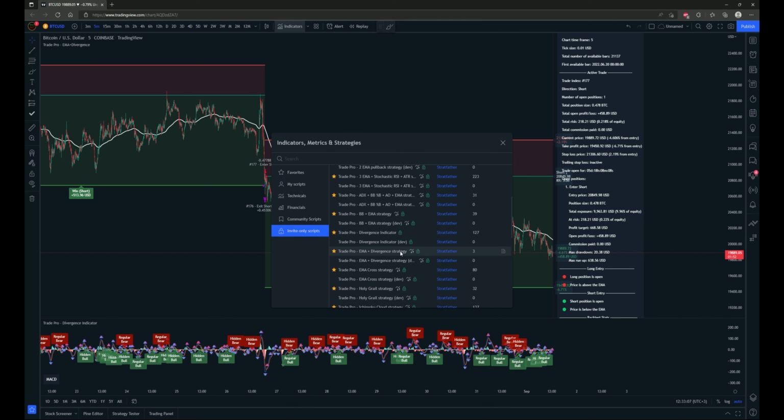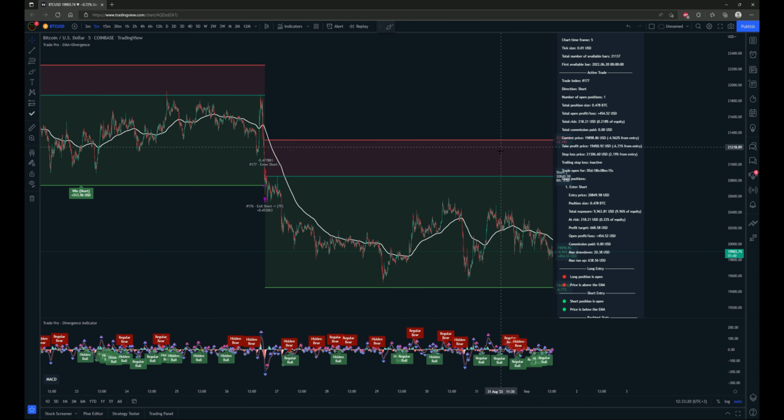Then I'll get in and link the two together so that the divergence indicator can give divergence signals to the strategy so that it can enter trades based on divergence. So first, I have already added the strategy to the chart, and that's what you're seeing here with these big risk to reward ratio tools and the EMA here.